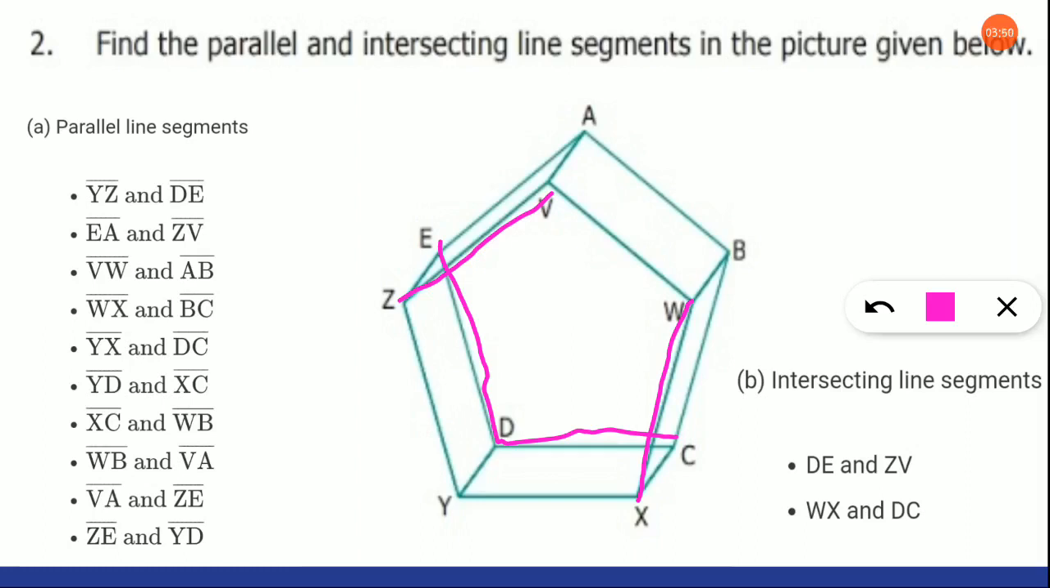Clear, children? So first you are going to check which are all the parallel ones, and the next one is you are going to find out whether any two lines are touching each other at any point. Okay, that is the intersecting line segment. Clear?